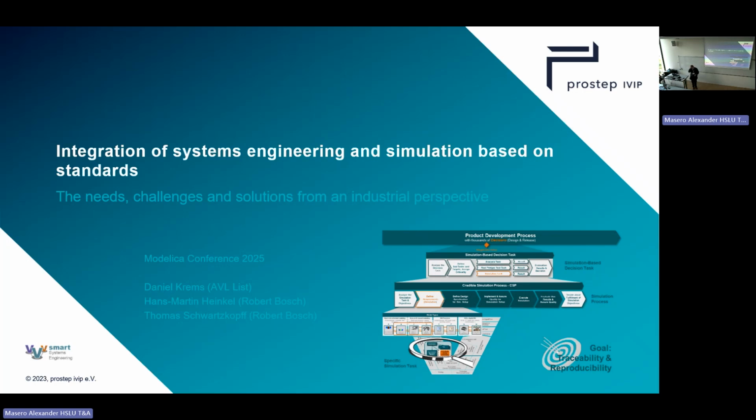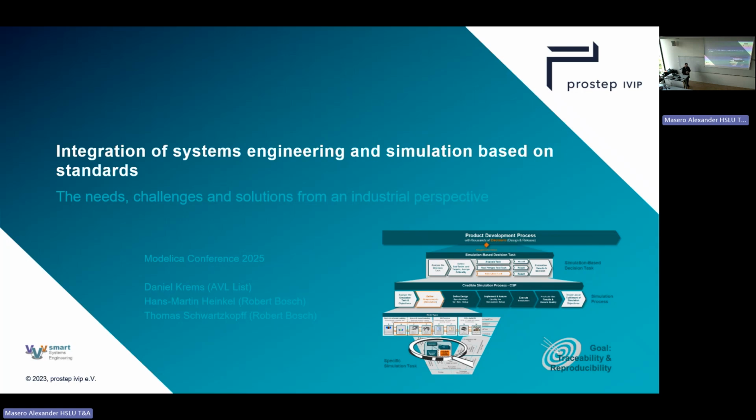I'm going to talk, in the next, say, 20 minutes or so, on the topic of integrating model-based systems engineering and simulation. I think that this is a topic that has been touched upon in a few talks already, like in the Dassault talk in the previous session.